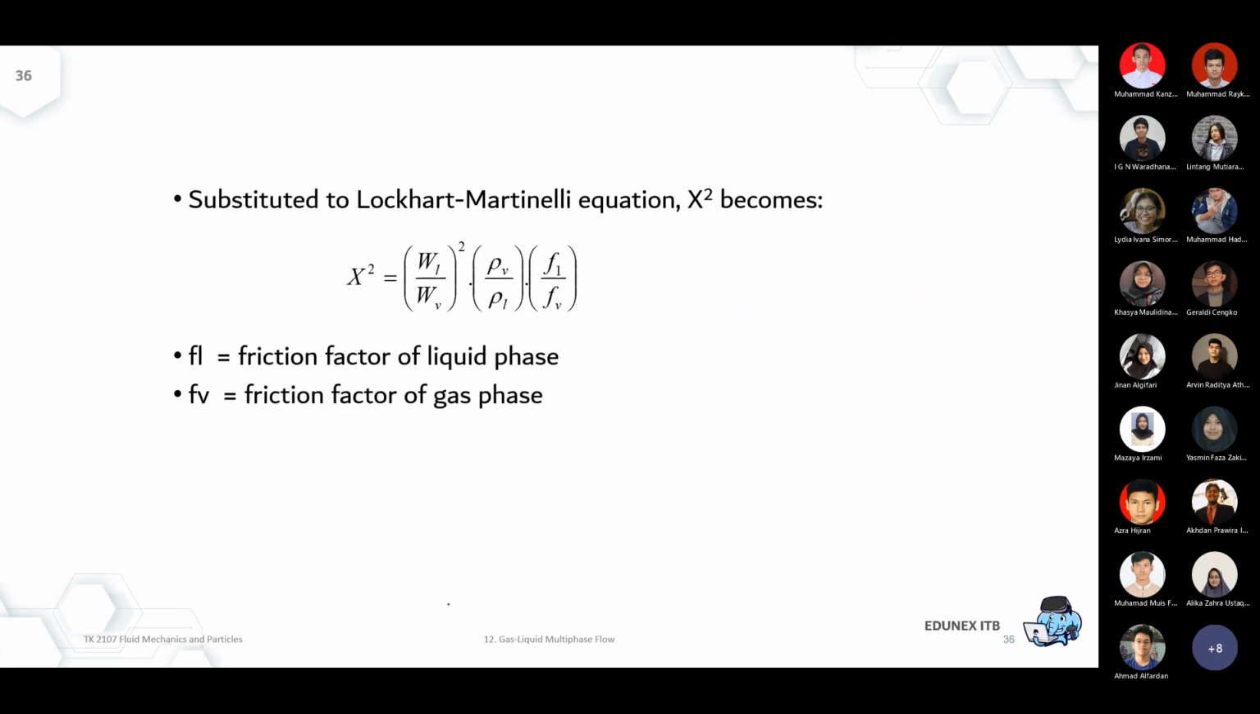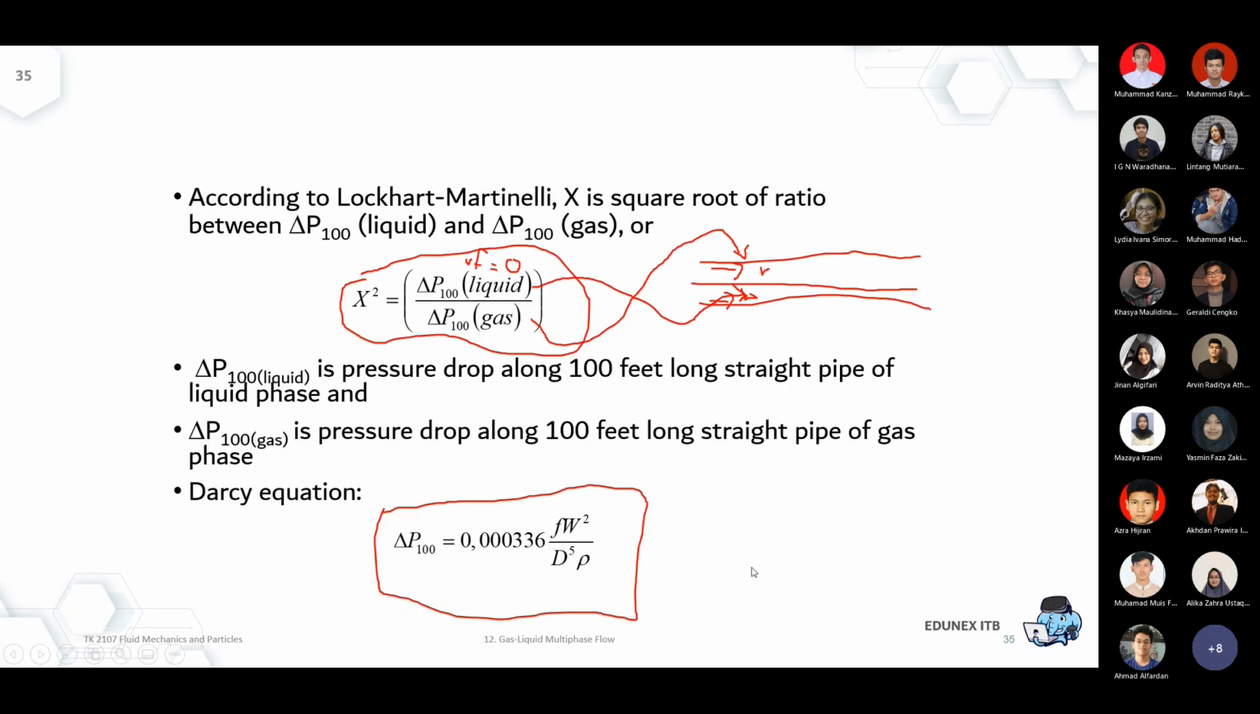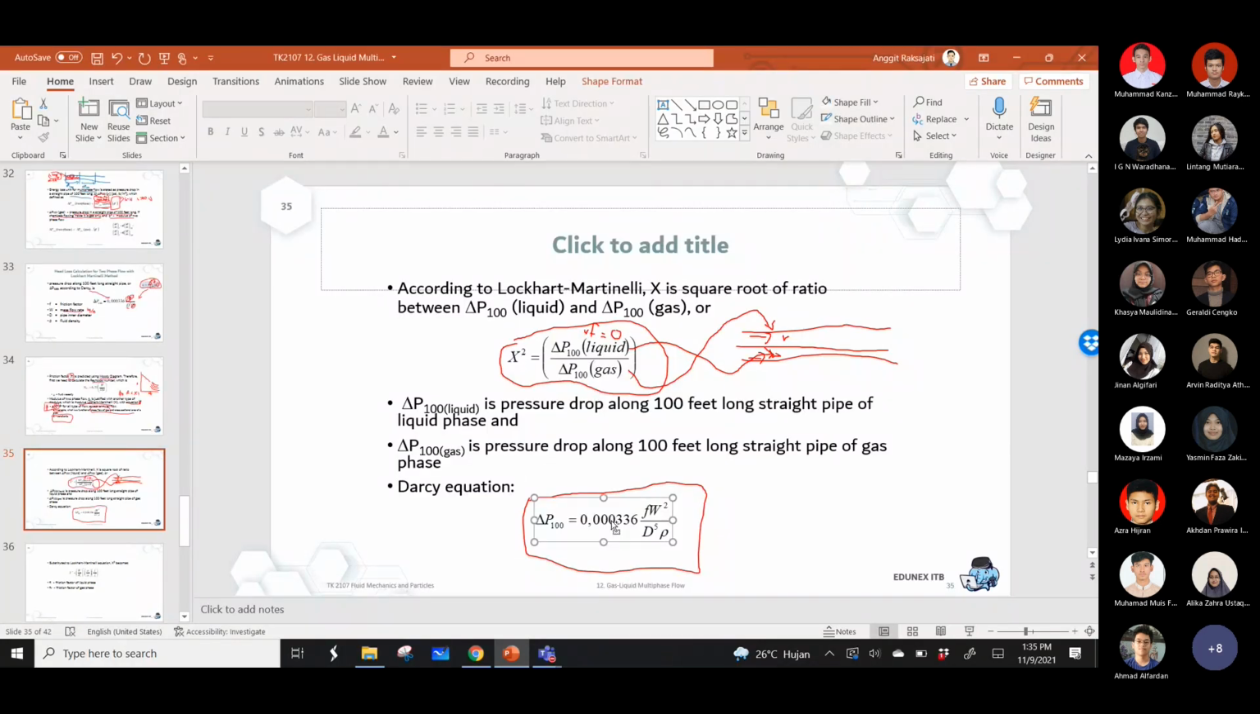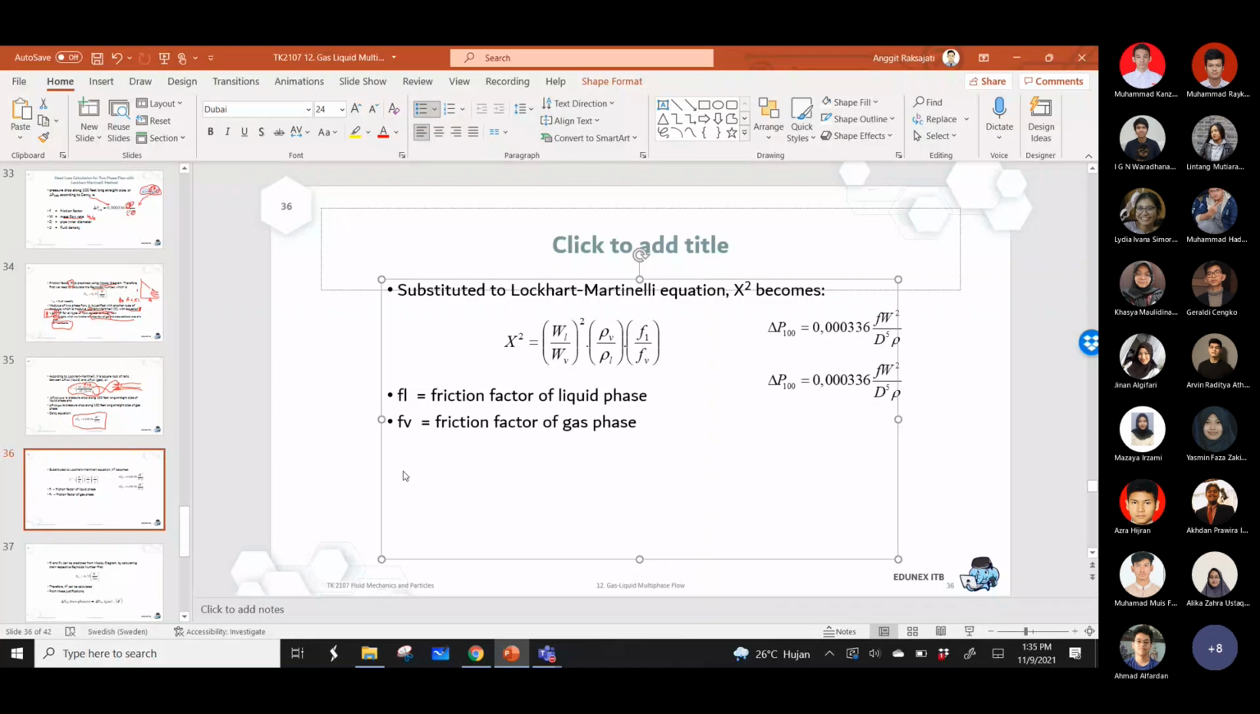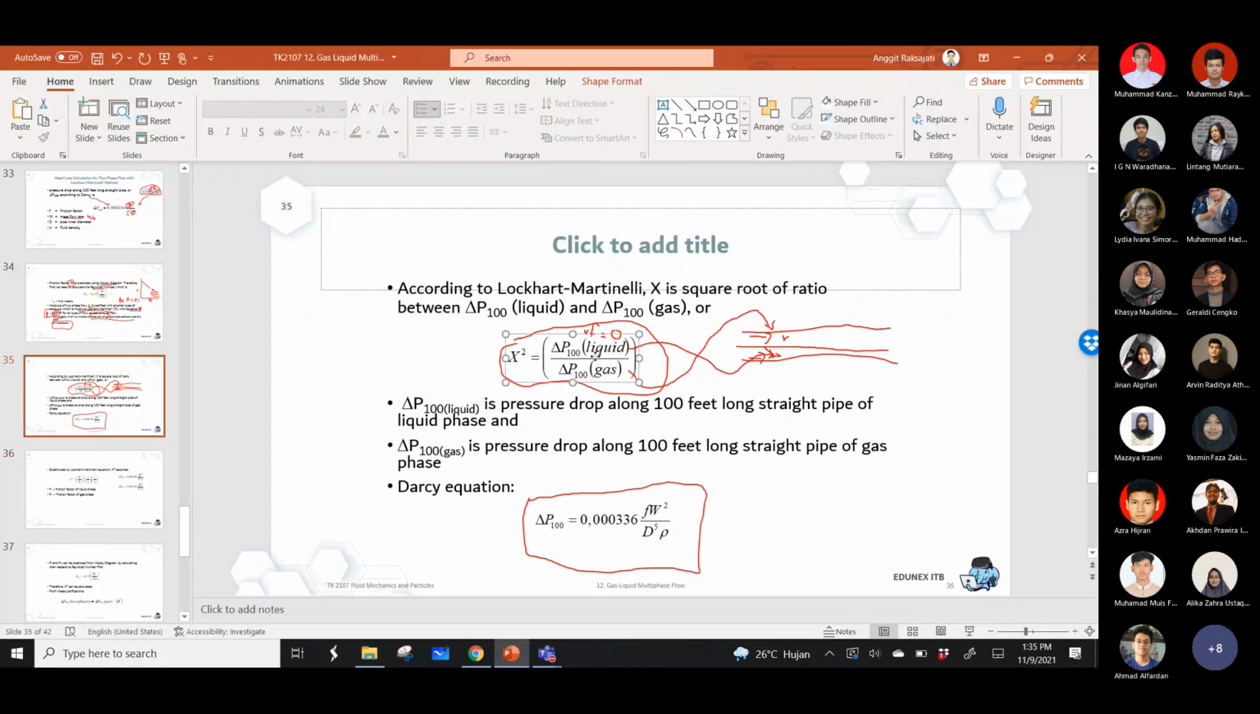Let me exit the full screen first to make it easier for you to understand the next slide. And the last one is this one.